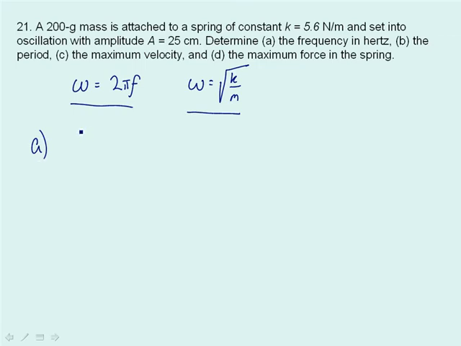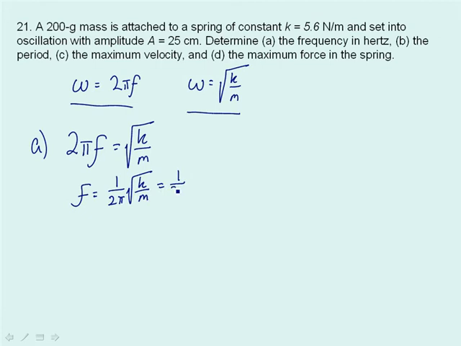I can say that 2 pi f is equal to the square root of k over m. And then from that I can calculate what is the frequency. So the frequency is 1 over 2 pi square root of k over m. That's 1 over 2 pi square root of 5.6 over m, which is 0.2 kilograms. And that gives me my frequency, which is 0.84 hertz.